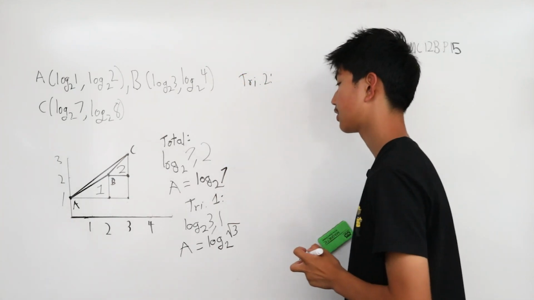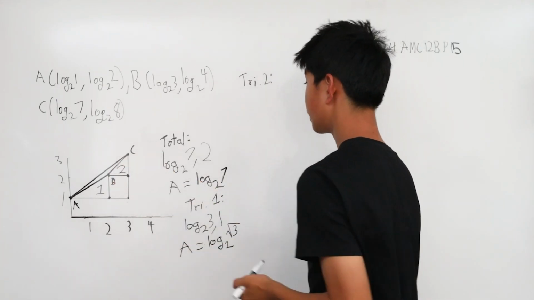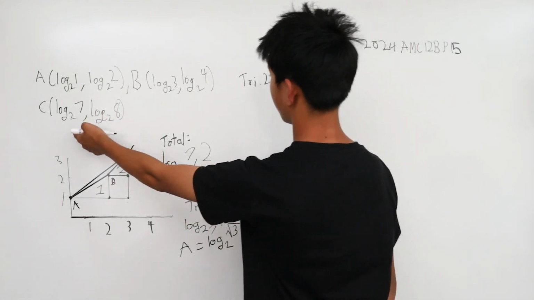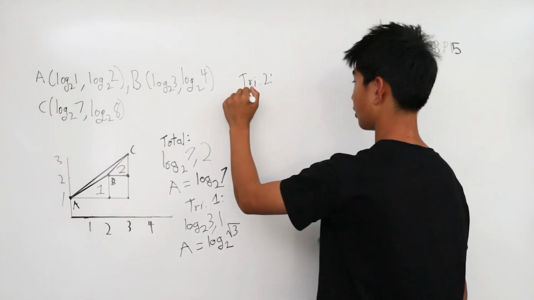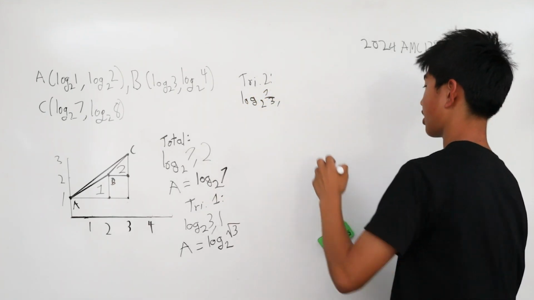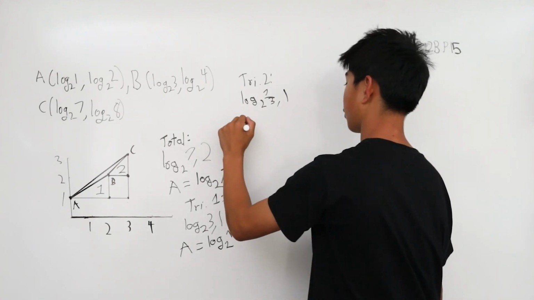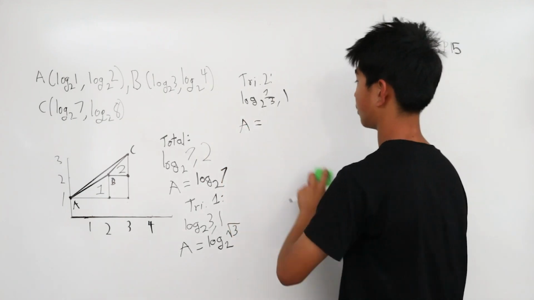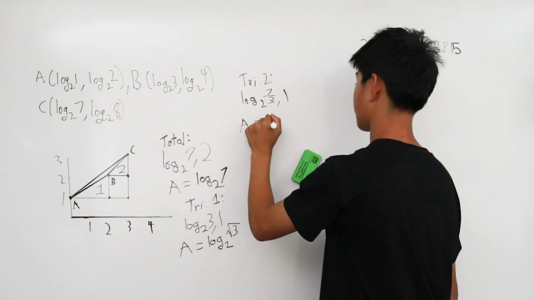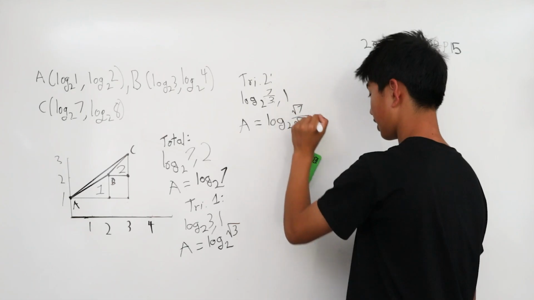Now move on to triangle 2. It has a distance from point B to point C on the x-axis. So the total distance is log base 2 of 7 minus log base 2 of 3, which gets us log base 2 of 7/3. The change in height is 1. So the total area of triangle 2 will be 1/2 of log base 2 of 7/3, which is log base 2 of square root 7 over square root 3.